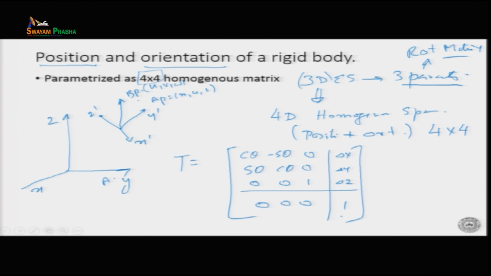Now, this is the rotation part. So, this is my rotation matrix, this is the translation part, and this is called the scale, it is always 1, and this is called the perspective. So, rotation, translation, scaling and perspective. So, what we see here is that we are trying to represent this position and orientation of a rigid body, and it cannot be done in a 3 by 3 matrix, it is a 4 by 4 matrix now.